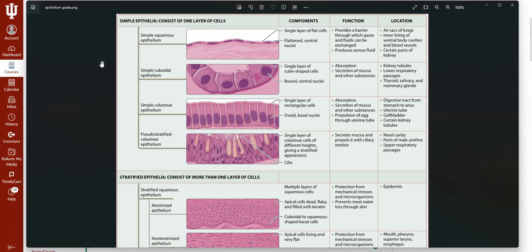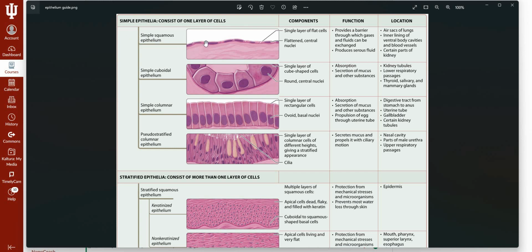All right, so ways that we can distinguish between types of epithelium are going to be by shape and the number of layers. And we'll also see some specialized organelles such as cilia and microvilli that might give us some clues about where in the body we are seeing this epithelium. So let's start with kind of the simple version. Simple means one layer, so we're going to have 4 types of simple epithelium.